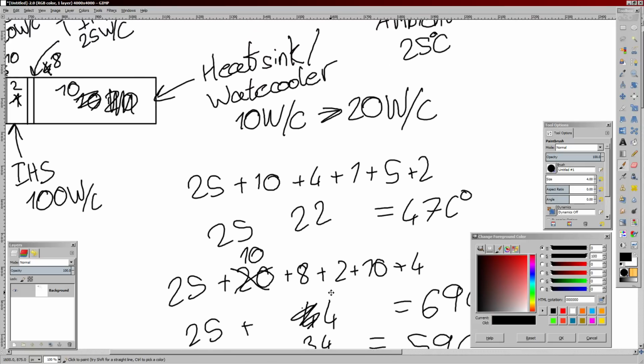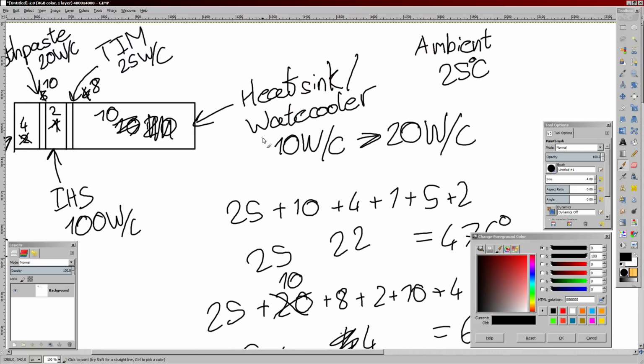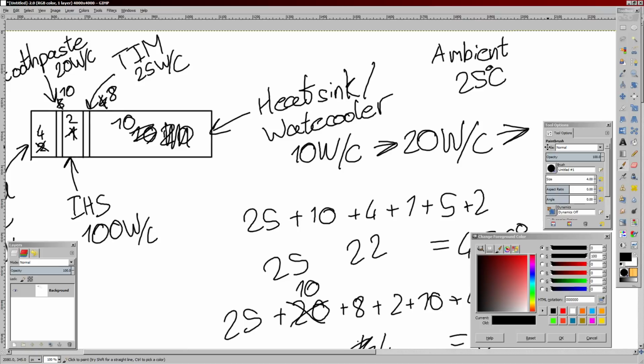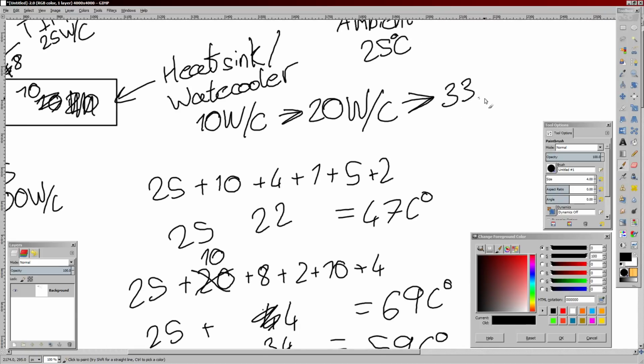But I still want to keep cranking up that heatsink. Let's just keep upgrading that heatsink and see what starts happening. So next big jump, we go to a 50 watt heatsink.